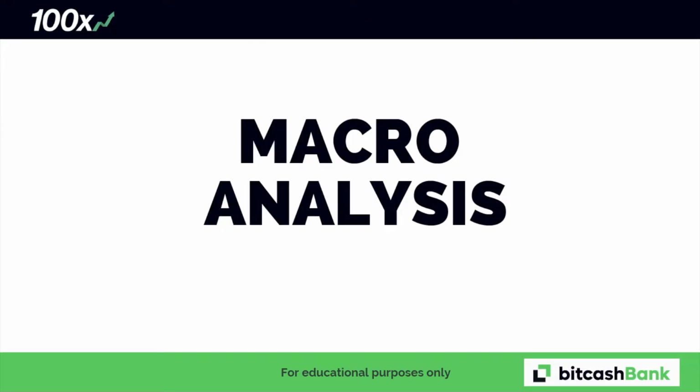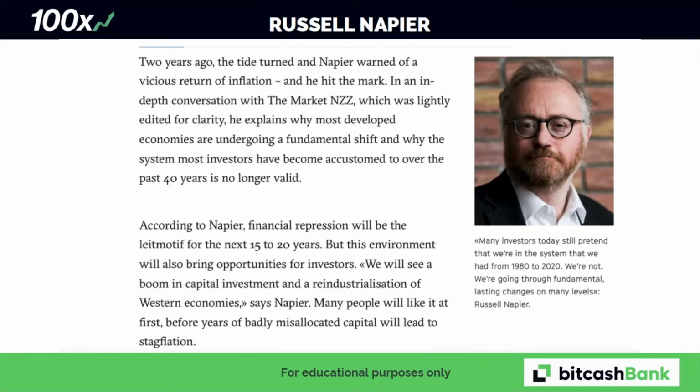So let's go on to some macro perspectives. There was a very good interview with market strategist and historian Russell Napier, who gave his perspective on financial repression for the next 15-20 years. Financial repression is when governments intervene in the economy to implement policies to reduce their debt burdens. This includes advocating for interest rate controls, directing credit to certain industries, and a greater influence on money creation.